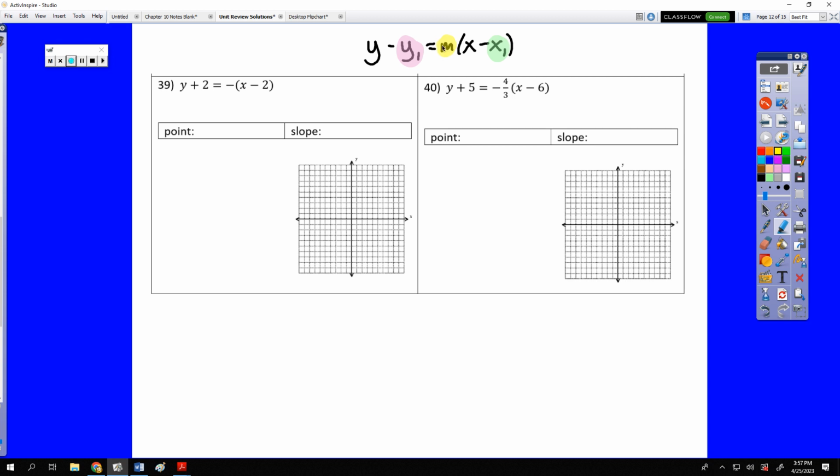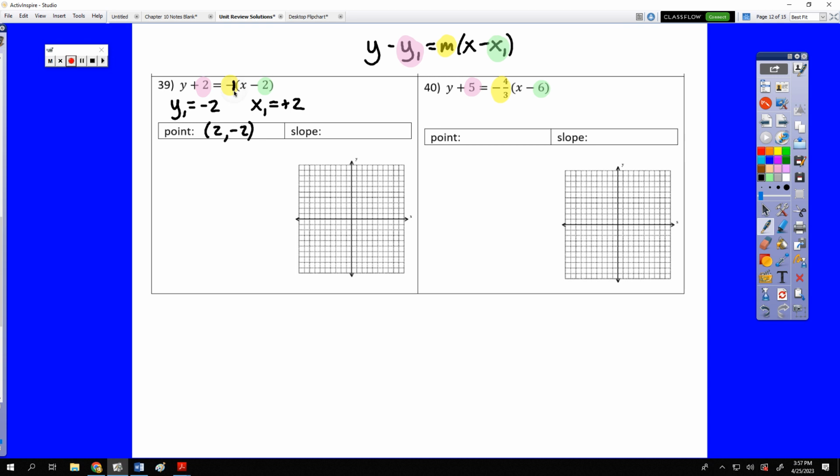Again, our slope is the number in front of the parentheses, which is going to be interesting in number 39. Our y1 is the opposite of the number in the equation, and our x1 is the opposite of the number in the equation. So in number 39, our y1 value would be -2. Our x1 value would be +2. So our starting point is 2, -2.